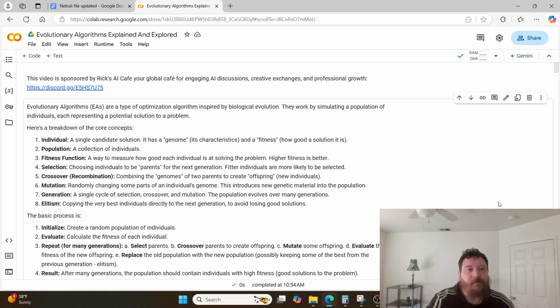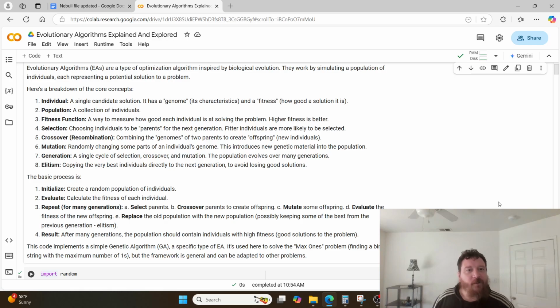Diving specifically into evolutionary algorithms themselves, evolutionary algorithms are a type of optimization algorithm inspired by biological evolution. They work by simulating a population of individuals, each representing a potential solution to a problem. Here's a breakdown of the core concepts. One, individuals. An individual is a single candidate solution. It has a genome, which is its characteristics, and a fitness, how good a solution it is.